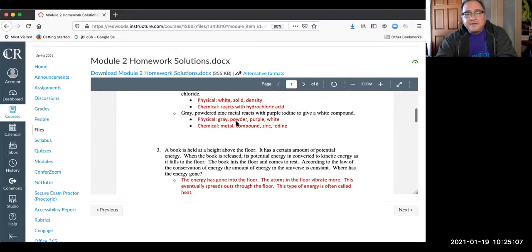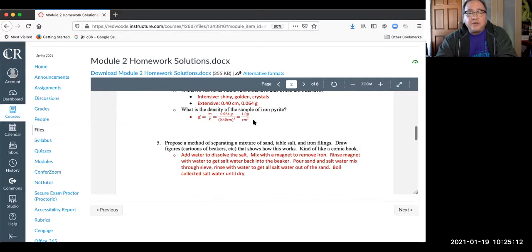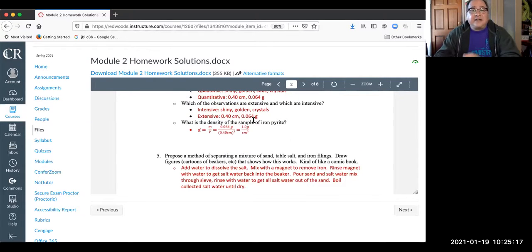And the importance of this is that this is the kind of work I'm going to expect you to show me on an exam. If you take a look here where it says, what is the density of the sample of iron pyrite? You can see that I give you the formula for calculating density. I put in numerical values, plus I put in the unit. In this case, the unit on top is the gram. The unit on bottom is centimeters and it's cubed. But this is basically the kind of work I expect to see.